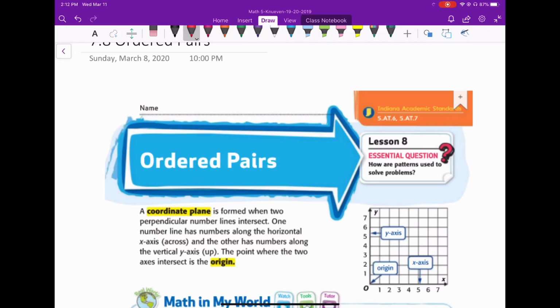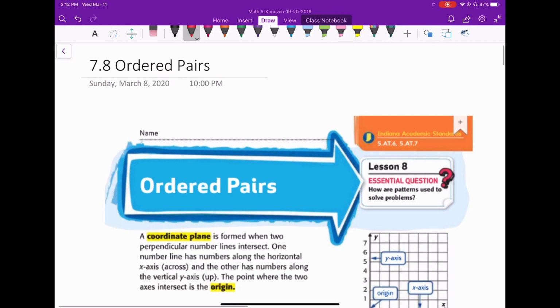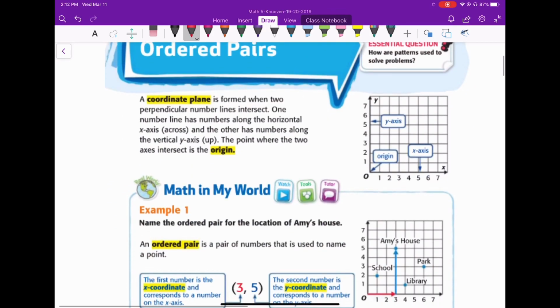All right, in this lesson, we're going to be looking at lesson 7.8, ordered pairs. Now, ordered pairs are numbers that represent a point within a coordinate plane. So let's talk about what a coordinate plane is. A coordinate plane is when you have two perpendicular number lines that intersect.